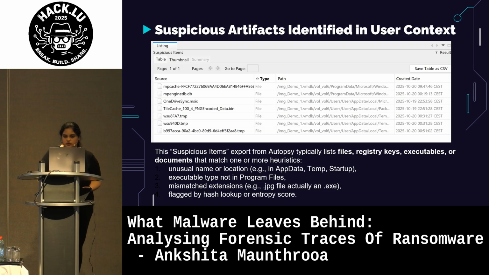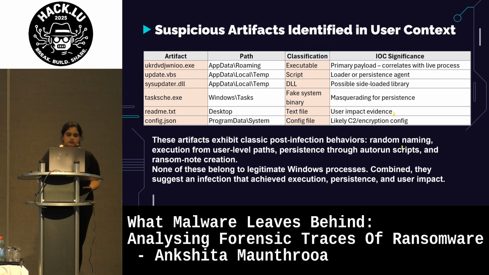I'm going to go to the next slide. I tried to wrap this presentation up extremely quickly just to be in time. These suspicious artifacts that you can see over here can be classified as specific types. For example, there's an executable, a script, a DLL, a fake system binary, a text file, a configuration file. And what is the indicator of compromise for this?